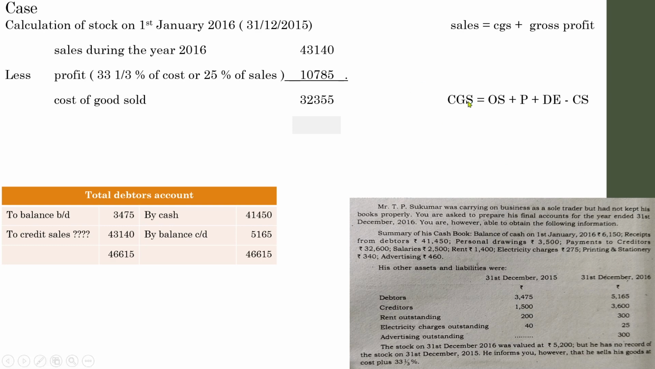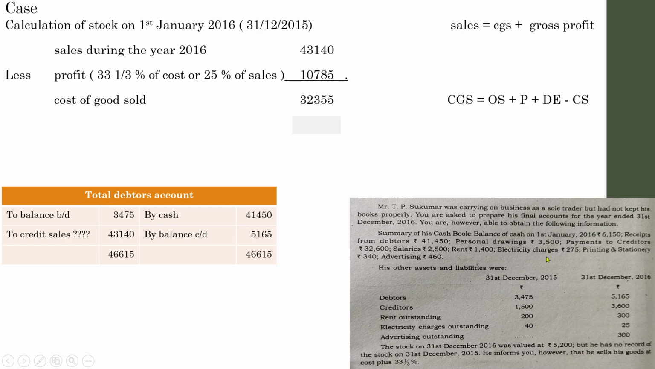The thing is, for finding opening stock you need cost of goods sold. We already found it. We need purchases. Details regarding purchases are not given in the question. Direct expense, don't worry, if it is there you can take it, otherwise don't worry about it. And closing stock is also given in the question. So in order to find opening stock you need purchases.